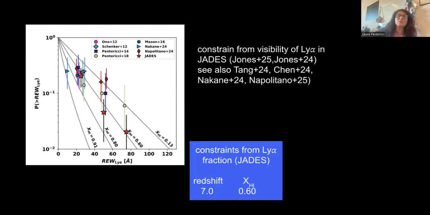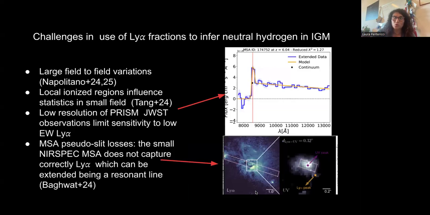Again, in any case, not considering these challenges, to pass from these fractions, from the visibility of Lyman alpha emitters, to a neutral hydrogen fraction, you still need detailed modeling of these distributions. For example, this is another constraint that was obtained by the Yates team at redshift 7. They derive a 60% neutral hydrogen fraction. So, as I mentioned already, there are a lot of challenges in the use of the Lyman alpha fraction to infer the neutral hydrogen in the IGM.